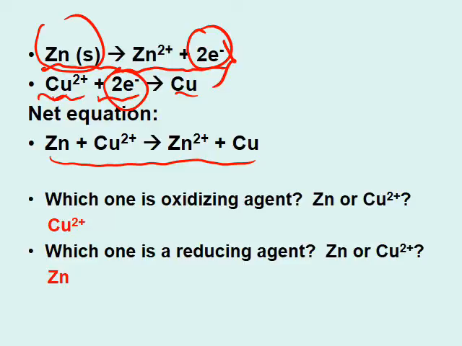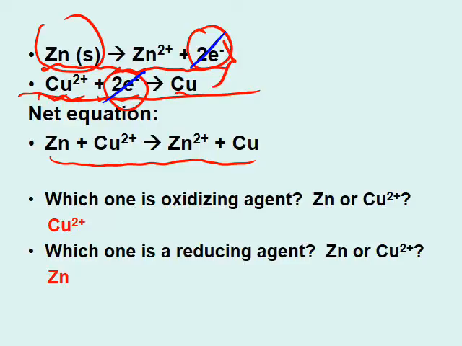How do I get the net reaction? Just like any addition of two reactions, you can apply algebra here. For example, in this case, I have 2 electrons in the first reaction and 2 electrons in the second reaction, but one is on the right side and the other on the left side, so they cancel out. That would give you the net reaction: zinc plus copper 2 plus, giving zinc 2 plus plus copper.